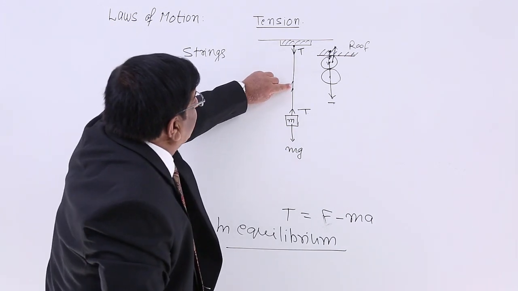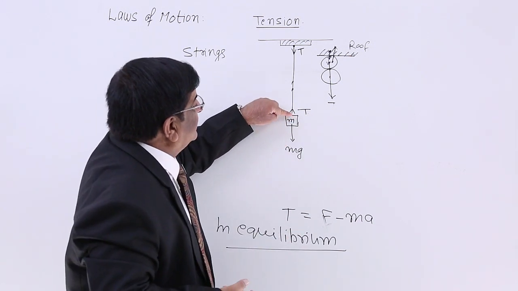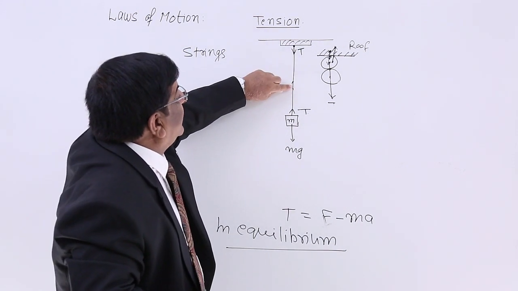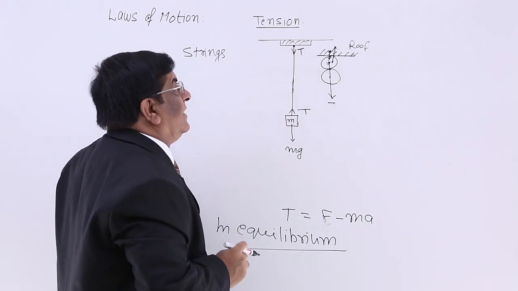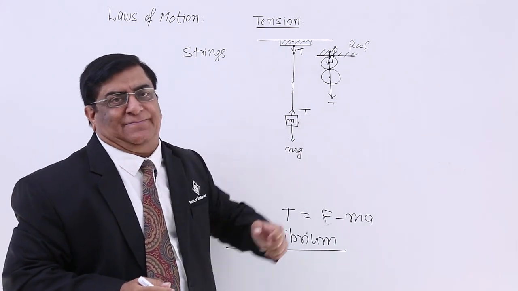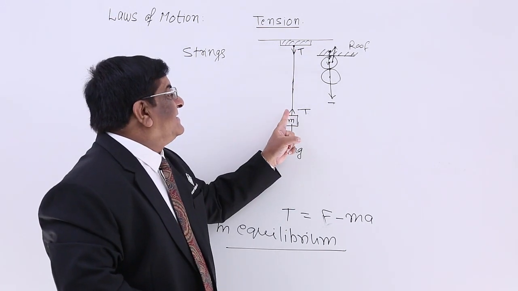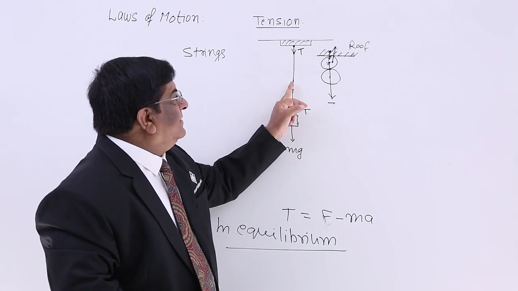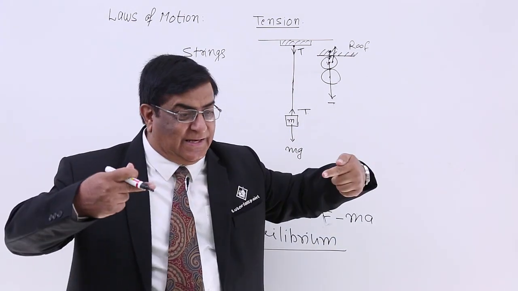Now, this string is one object. At this end, we have declared that tension is in this direction. At this point, we are declaring tension is in this direction. So, if I ask you overall in the string, in equilibrium, what is the direction of the tension? Answer, the direction of the tension is in both directions. At one end, it is inward. At the other end, it is also inward. That means tension always acts inward.